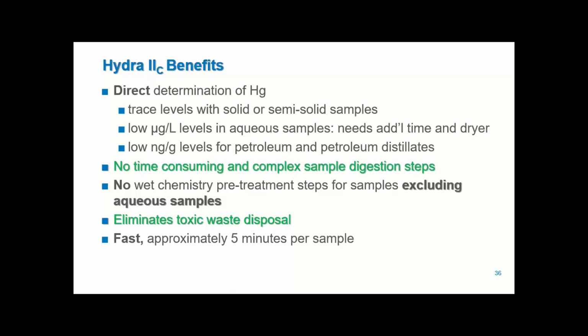So we have direct determination of mercury. We can get down to trace level for solids and semi-solids. We can do low microgram per liter, so part per billion levels in aqueous samples. You'll need that additional drying time and that external chemical dryer. And we can do low nanogram per gram levels for petroleum and petroleum distillates. There are no time-consuming and complex sample digestion steps. There's no wet chemistry pretreatment, except for aqueous samples, there's a little bit. And you can eliminate toxic waste disposal. It's also very fast. It only takes about 5 minutes to sample for dry solids.